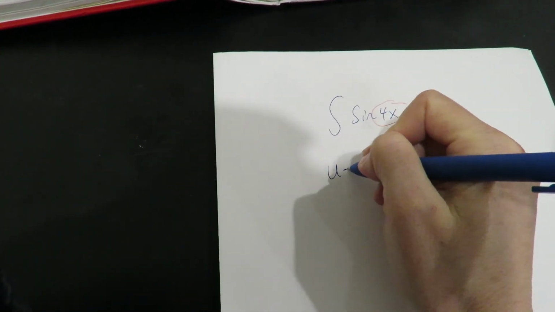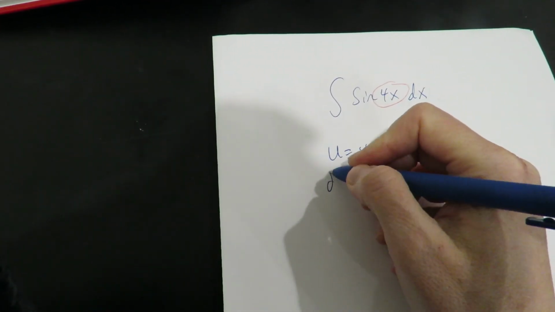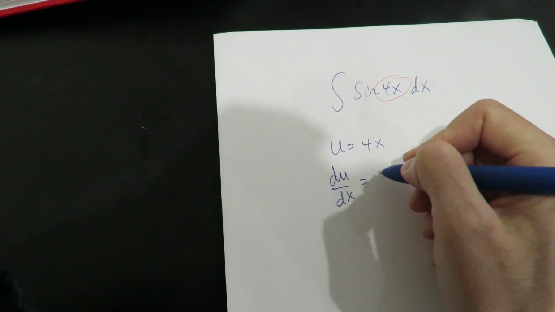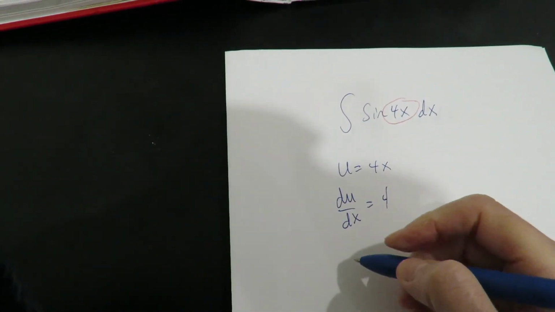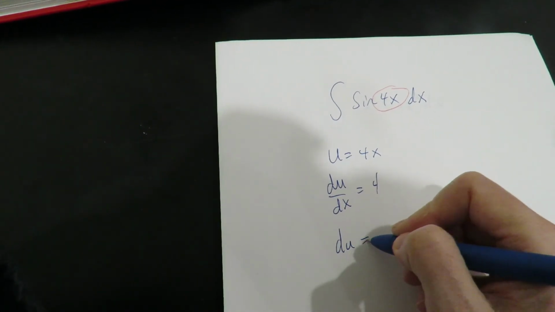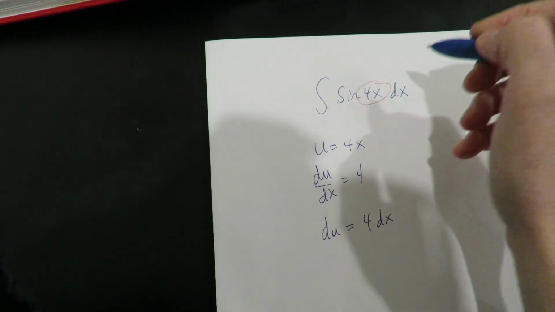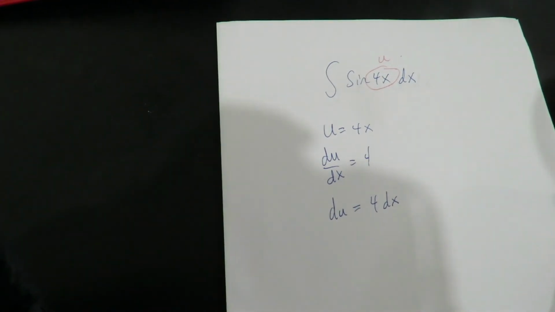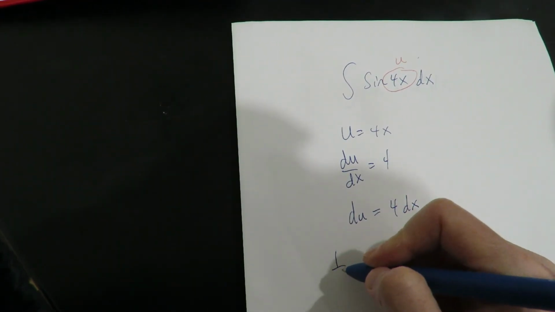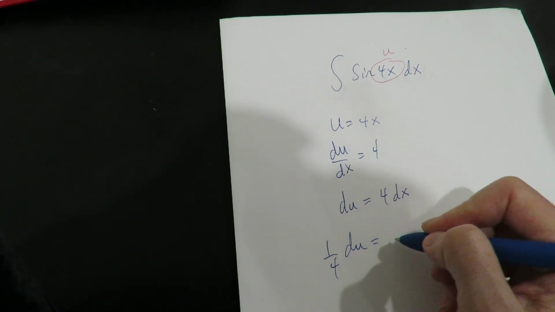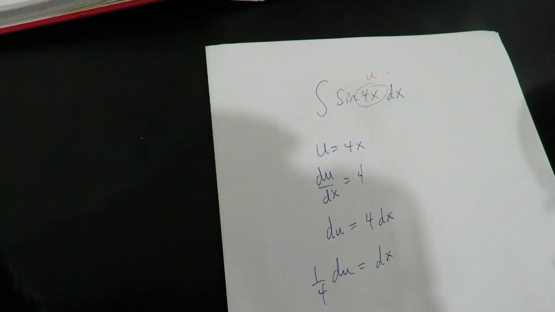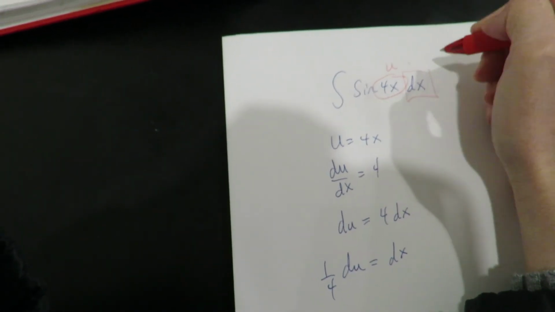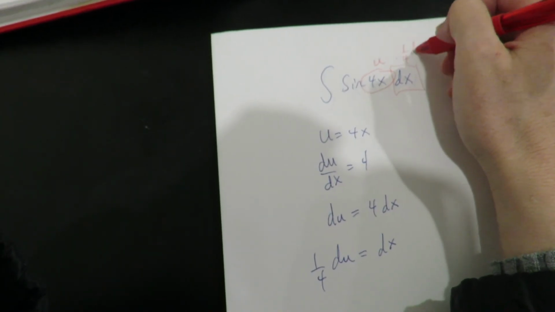So in this case, the u is going to be a 4x. The du dx is going to be a 4. You're going to split this, so du equals 4 dx. Now if you notice, there's not an extra 4 floating around. This one is for the u. This one's already taken. There's not an extra one floating around. So you have to move the 4 to the other side. And then the barter on the dx is going to have to be a 1/4 du.